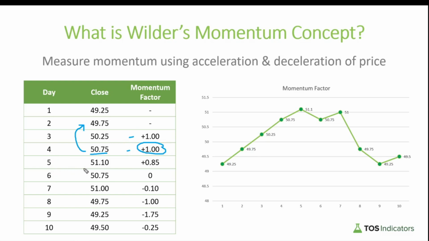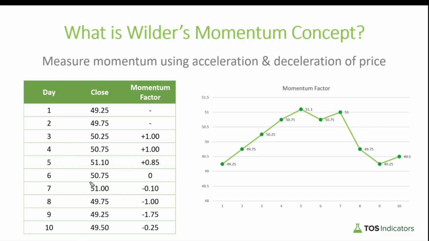Now let's come into day 5 right here. Day 5, we see the closing price of this particular ticker, 51.10. We're comparing this to 50.25, and between 51.10 and 50.25, that difference is plus 0.85, and so the momentum factor right here is actually a decrease, right? We went from plus 1 to now plus 0.85.